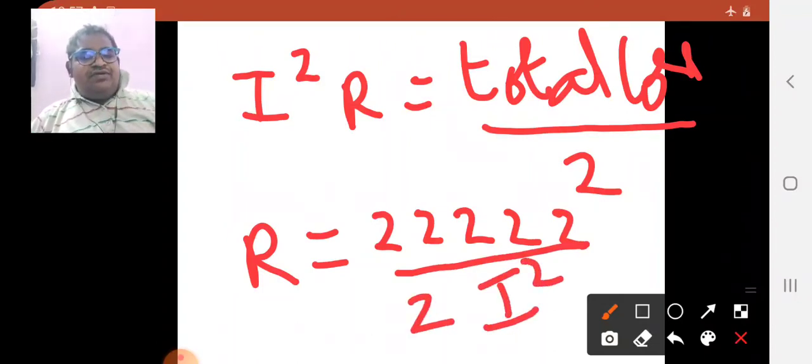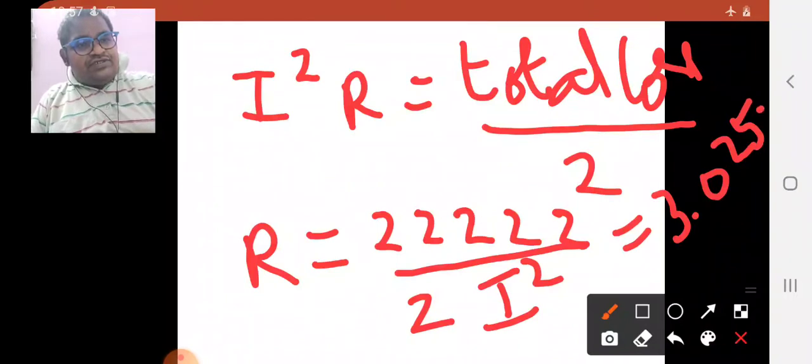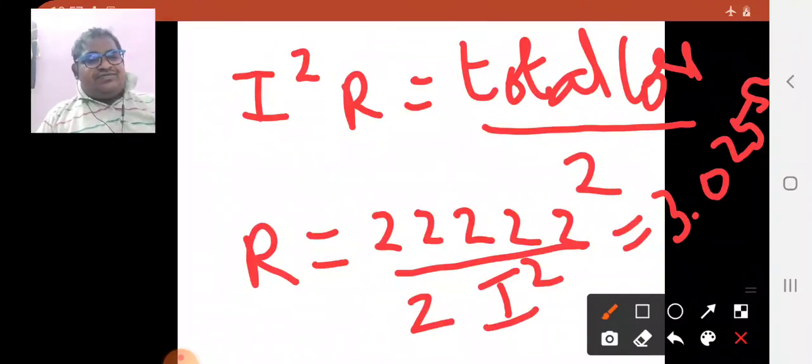So now let me know the value of R. If you solve this, you will get the value of resistance as approximately 3.025 ohms. This is the value of R.